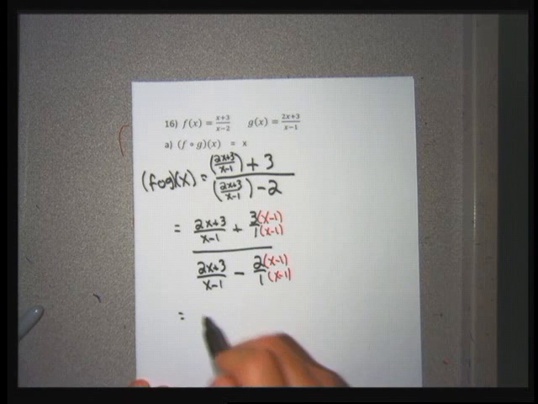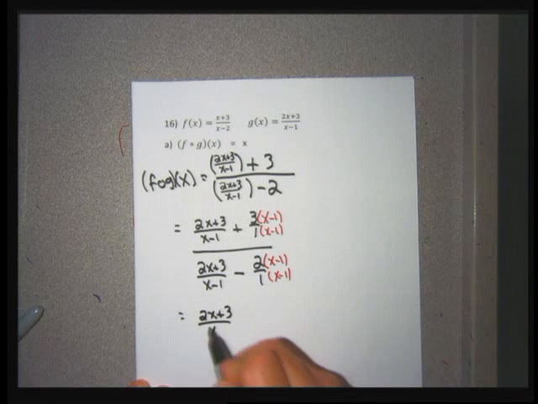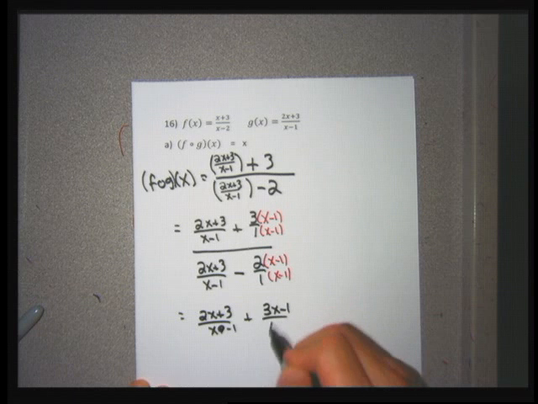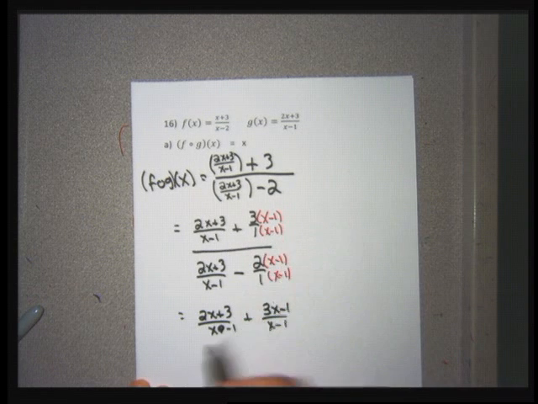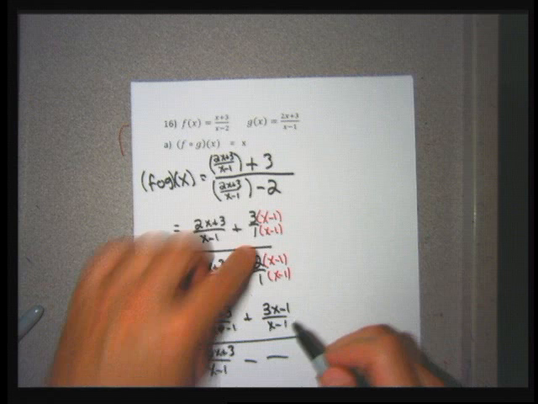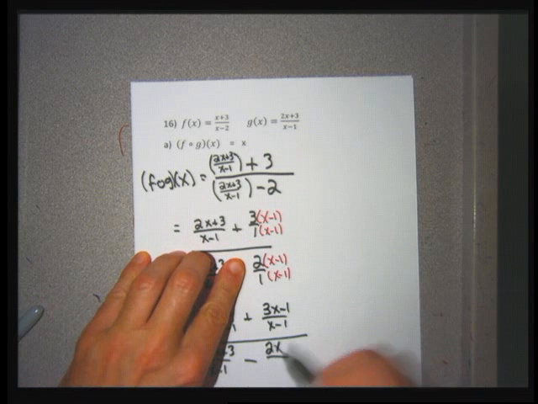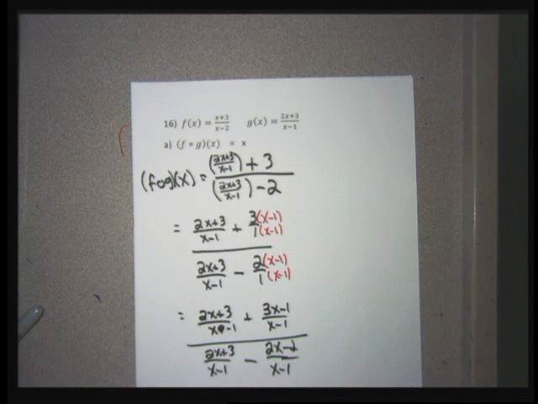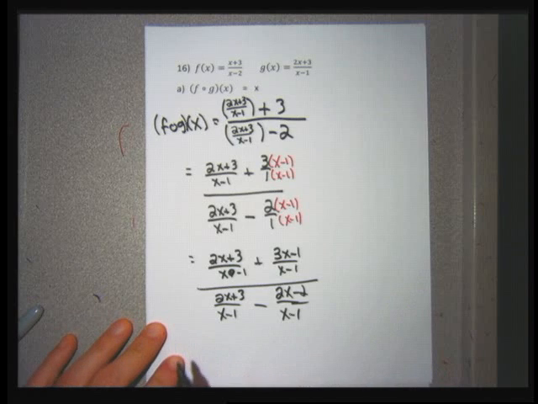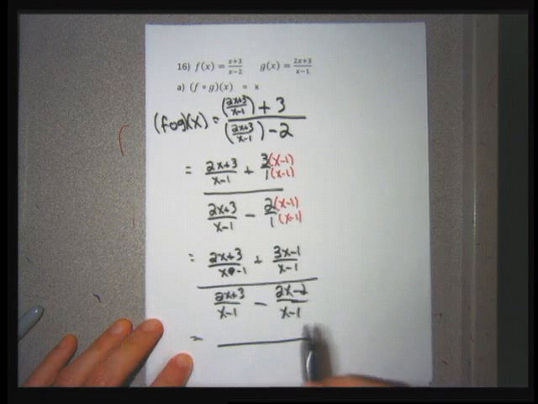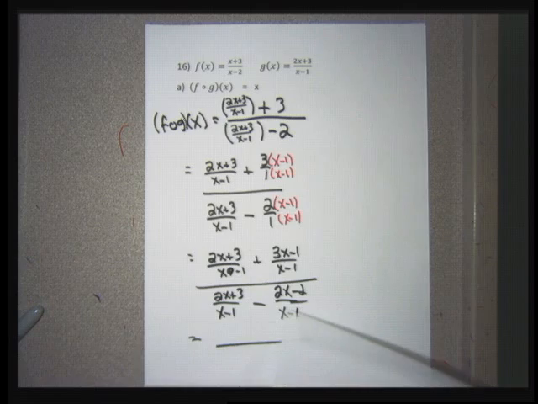And when I do that, I get 2x plus 3 over x minus 1 plus 3x minus 3 over x minus 1, because 1 times x minus 1 is x minus 1, over 2x plus 3 over x minus 1 minus, then I'm going to go 2 times x is 2x, 2 times minus 1 is minus 2 over x minus 1. Now I'm going to make the top and the bottom into a single fraction. Oh gosh, I need another sheet of paper for this. So I'm going to rewrite what I have written right here.